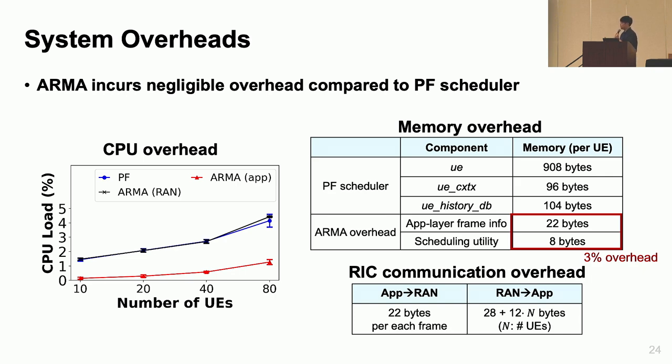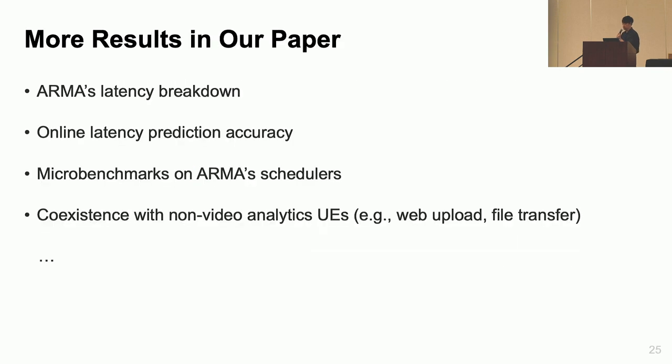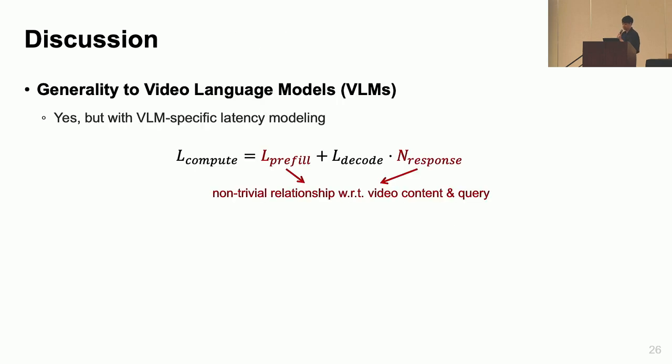And lastly, I want to note that ARMA can be implemented with negligible overhead compared to the default proportional fair-based scheduler. For example, at a similar CPU overhead and 3% additional memory overhead. And please refer to our paper for more detailed evaluation results.